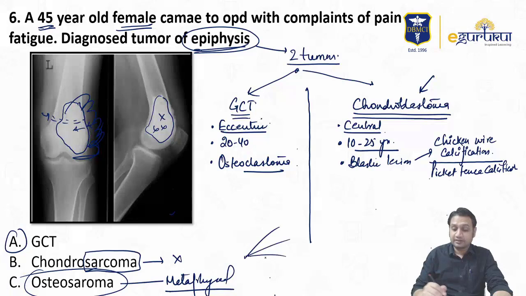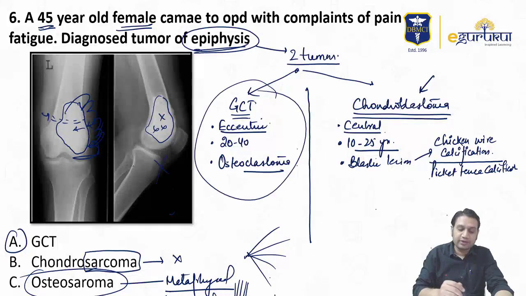Sun ray appearance like this. And Ewing sarcoma, we know that it is diaphyseal. And if it is diaphyseal, what is a typical presentation? The multiple lines like this. That is what you call onion peel appearance. So the only tumor given here out of the 4 options is giant cell tumor.